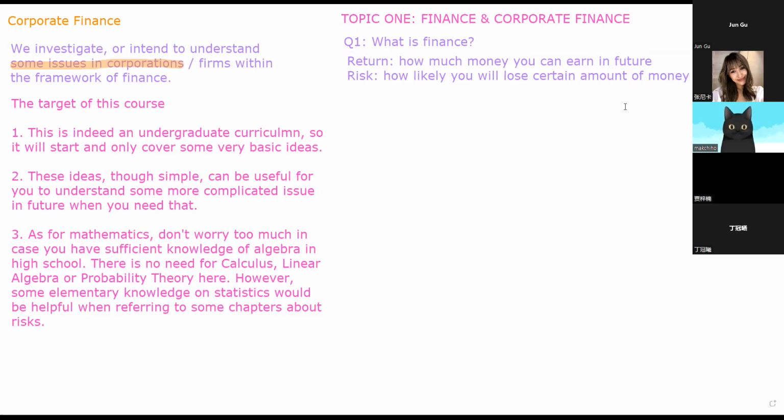Definitely, everyone welcomes positive return, but they have a natural aversion to risks. So the ultimate target of finance, that means it can either be very simple or very remote, is to maximize your return while keeping your risk to a minimum level.